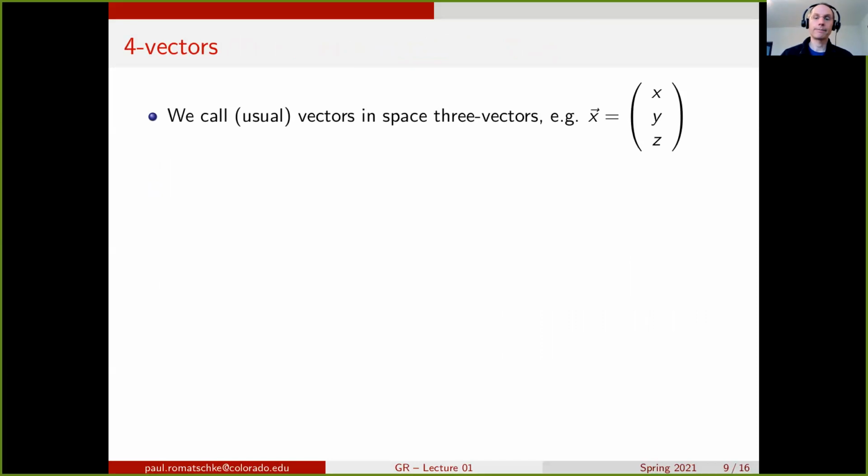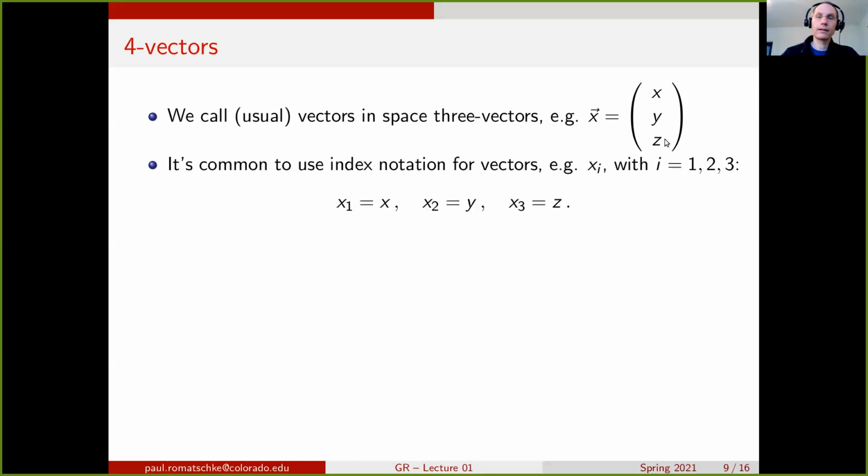Usually, we are often using vectors in three space dimensions. We call these 3-vectors, and I'll label this with a little arrow here. So the x vector basically would be the combination of x, y, z. We can also use index notation for these vectors. Instead of writing x vector, we can also write x^i, where i goes to 1, 2, 3, and then x^1 is identified with x here, x^2 with y, and x^3 with z.